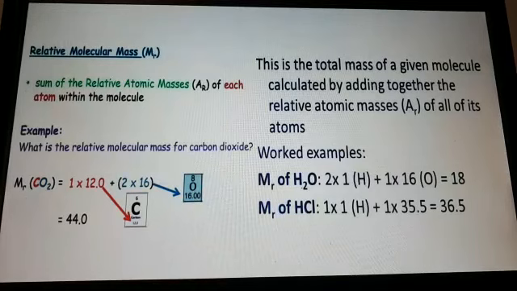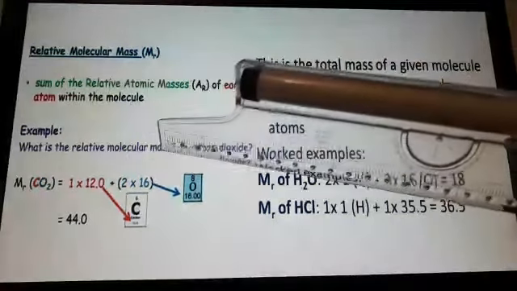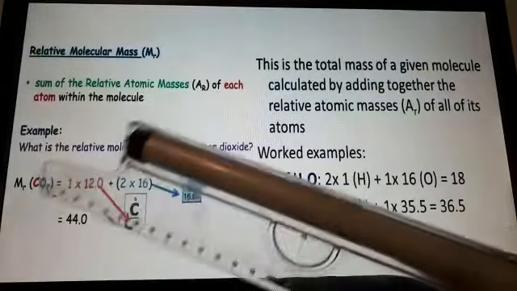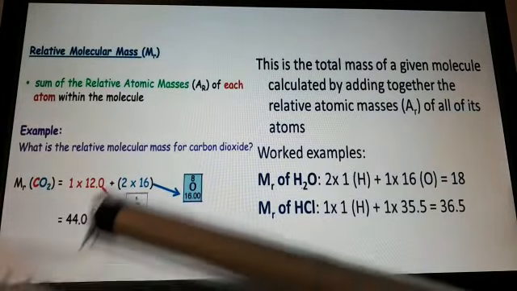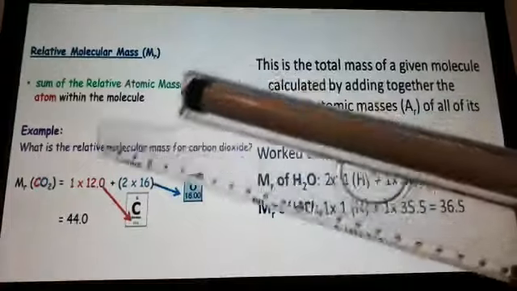Next is relative molecular mass. This is the total mass of a given molecule, calculated by adding together the relative atomic masses. It is the sum of the relative atomic masses of each atom within the molecule. Here giving an example, the relative molecular mass of carbon dioxide. 1 atom of carbon and 2 atoms of oxygen combine to make 1 molecule of carbon dioxide. We know that 1 multiply 12. The atomic mass of carbon is 12 and the atomic mass of oxygen is 16.